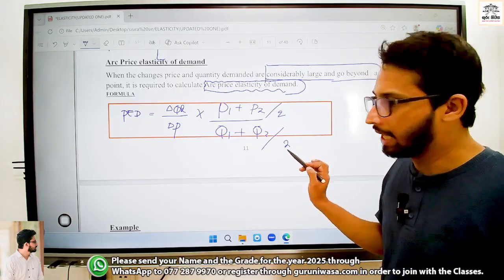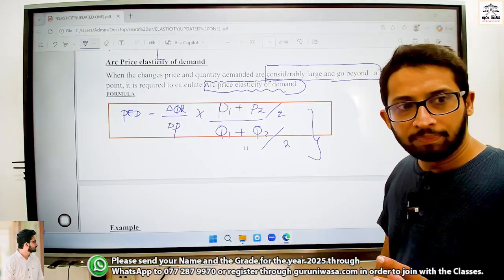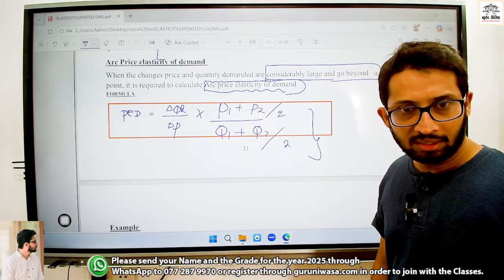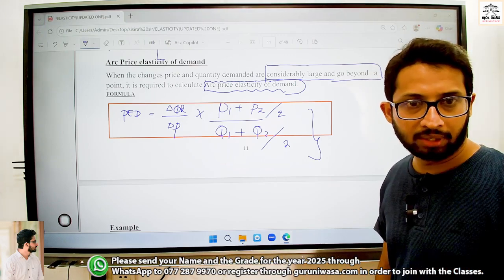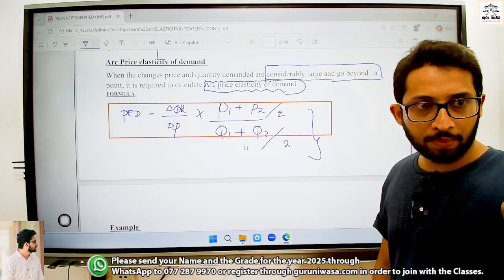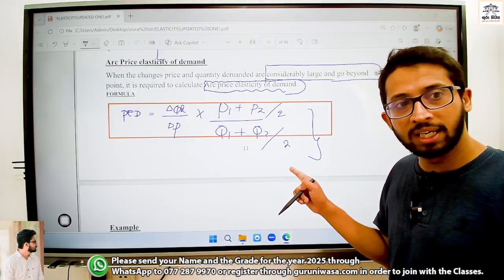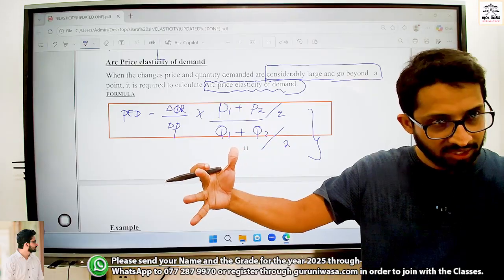In arc price elasticity we calculate PED using two prices and two quantities demanded, and calculate the average value. In point price elasticity of demand, only one point, one price. Here we are considering two prices and two quantities demanded as this change is large. Clear? Right.